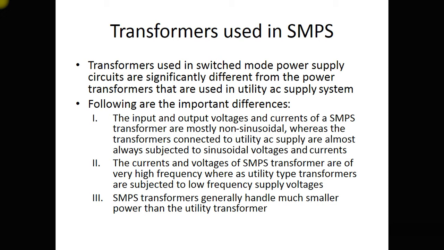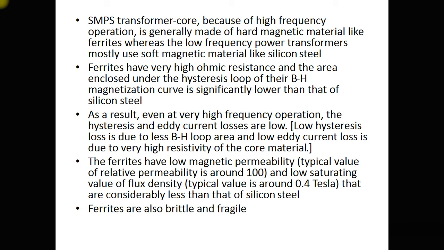Currents and voltages of an SMPS transformer are of very high frequency, whereas for line voltage applications they are low frequencies. SMPS transformers generally handle much smaller power than the utility transformer. So this is one more difference. The core, basically because of high frequency operation, is different.